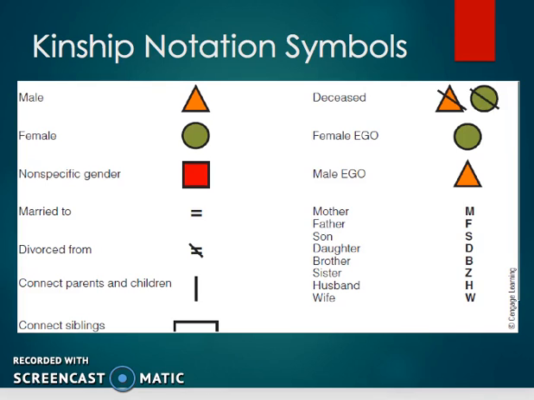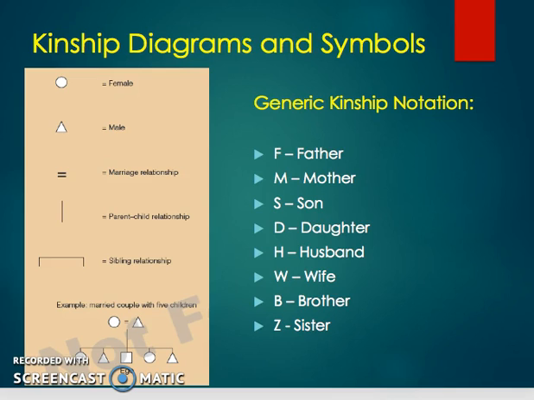Eight key relationships serve for generic kinship charts: M for mother, F for father, S for son, D for daughter, B for brother, Z for sister, H for husband, and W for wife. Here's another chart summarizing basic kinship notation. Please pause for a moment to make sure you've got it.